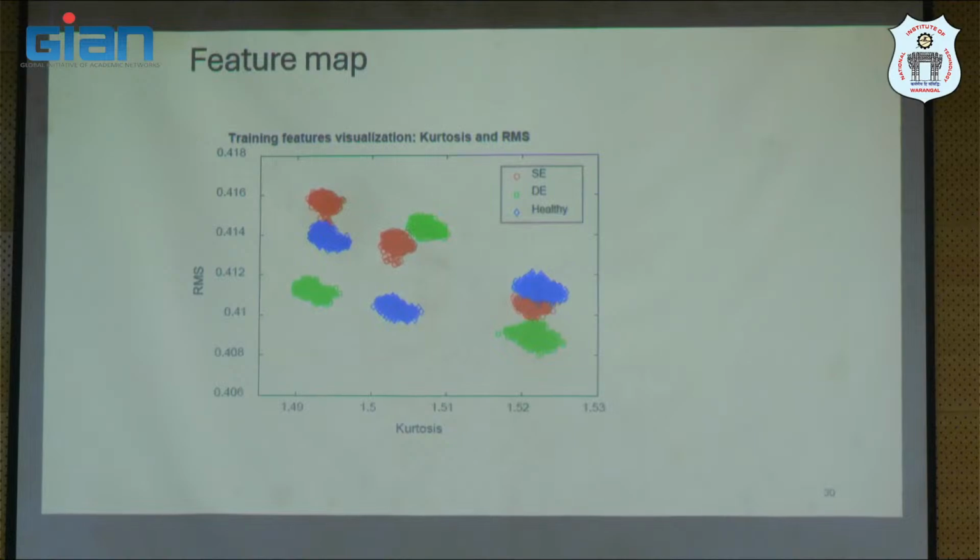Okay. Is the idea clear? I'm just following what I said to you. So once this is done, this is my training data set. I have represented my training data set visually. X-axis is kurtosis, y-axis is RMS. So it's just a feature space. You can switch them anyway, it doesn't really matter.